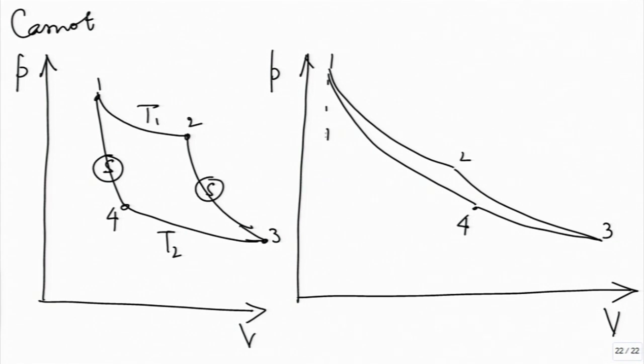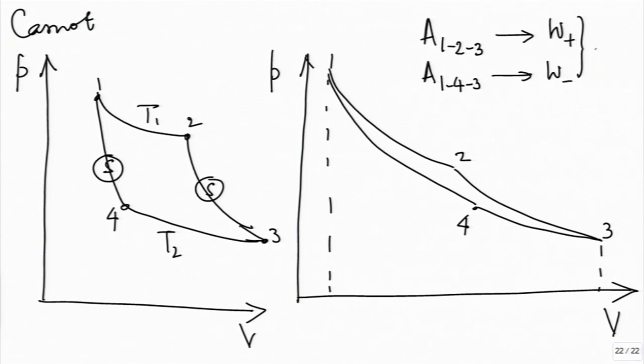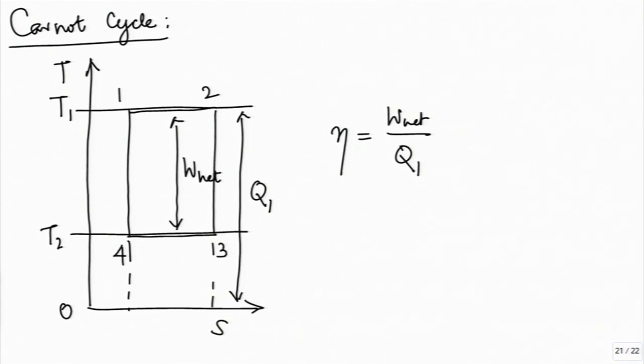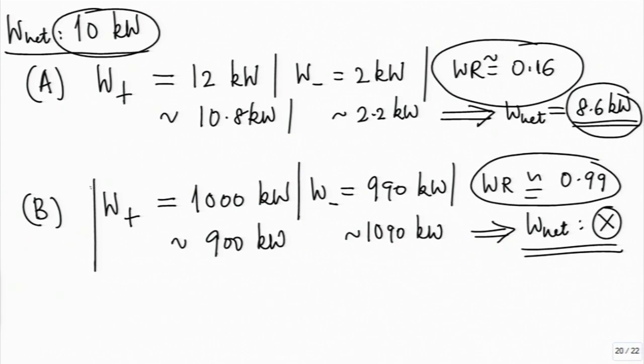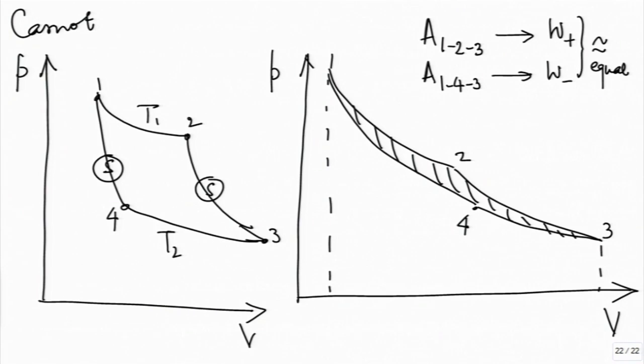So, compared to your W plus, which is the area under the curve 1, 2, 3, which represents W plus, the area under the curve 1, 4, 3, which represents W minus, they are almost equal. Consequently, the net work which is available is a very small fraction of the W plus. So, for a typical Carnot cycle, you will find that we are nearer to this case than to this case. And this is the reason why we just do not ever attempt to implement the Carnot cycle in real practice.